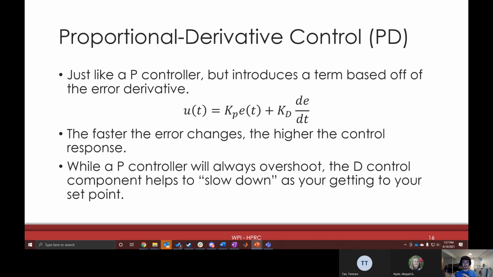Eventually, once we have Kd control now, the Kp and the Kd terms will ideally, at your set point, be canceling out, and so you won't have any control input. You'll just be in equilibrium, basically.